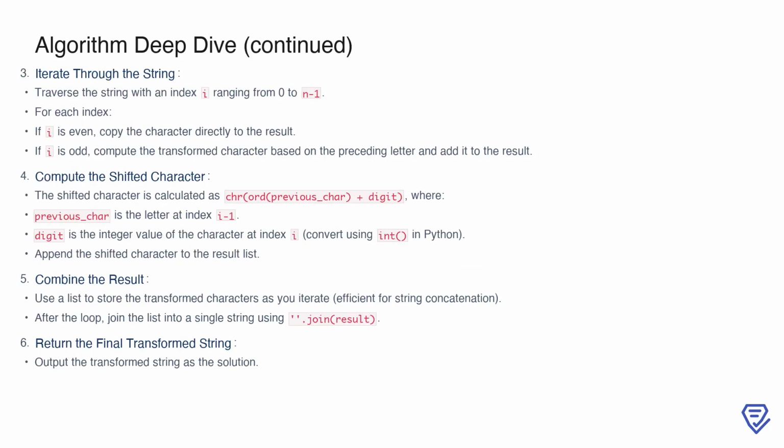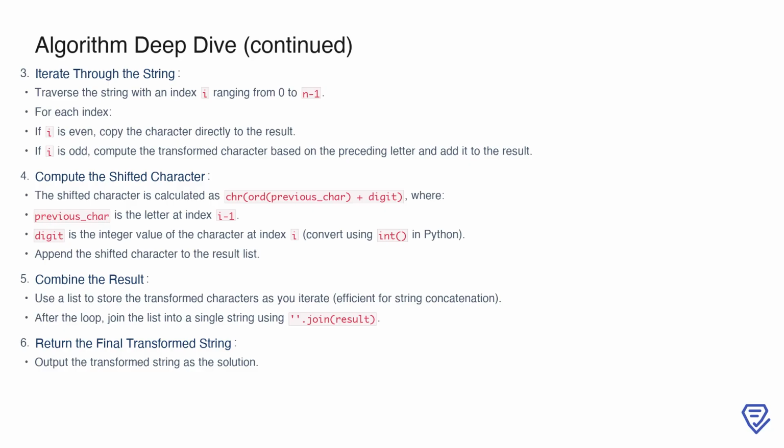Now that we've defined the transformation logic, the algorithm proceeds by iterating through the string. We use an index i that runs from 0 to n-1. During this traversal, we handle each index based on whether it's even or odd. If i is even, the character at that position is simply copied to the result as is. However, if i is odd, the character is a digit, and we compute the transformed character based on the preceding letter. The calculation involves taking the ASCII value of the preceding letter, adding the integer value of the digit, and then converting the resulting ASCII value back to a character.